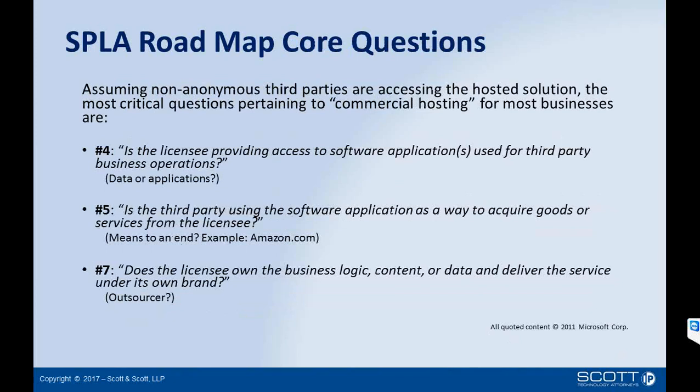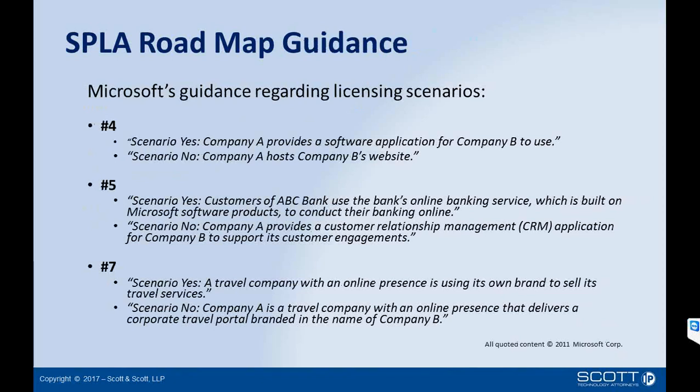Number 5 is the third party using the software application as a way to acquire goods and services from the licensee. What does the guidance say? Yes. If customer of ABC Bank used the bank's online banking service, which is built on Microsoft software products to conduct their banking online. So the traditional online banking, as I mentioned before, prototypical scenario where the end user is accessing to acquire goods or services. The bank does not require a service provider license agreement to host its online banking application.